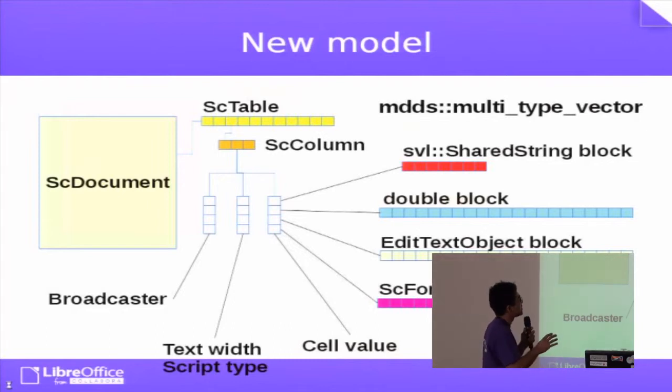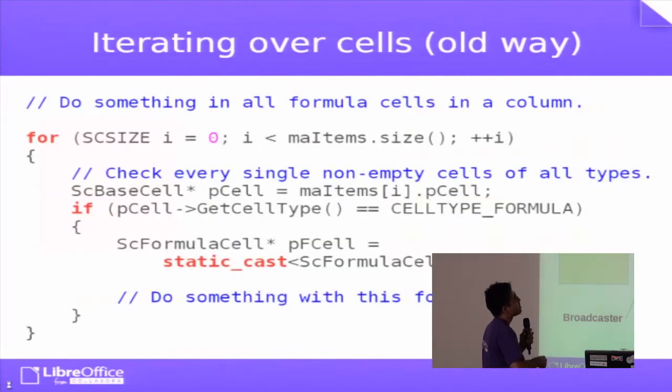we made a huge change to this model to move from cell object-based storage to array-based storage. The new storage stores cell values of the same type in a single array, which lives in memory as contiguous memory space. We have four array types. One type stores string values, which is actually a shared string. I'm going to talk about that later.